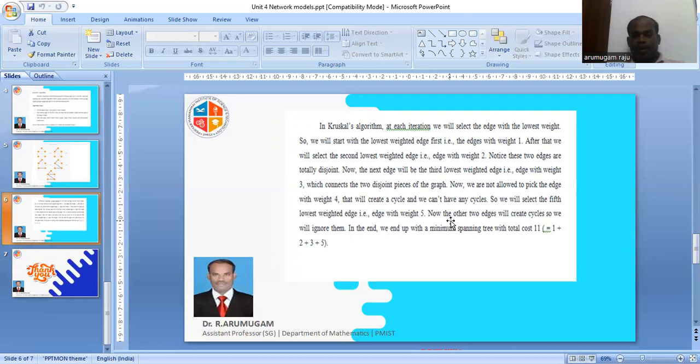So based on the procedure to find the minimum spanning tree, here we can draw the rough spanning tree. Based on this, we can find the minimum spanning tree, and also the minimum spanning tree with the total cost from the given problem.